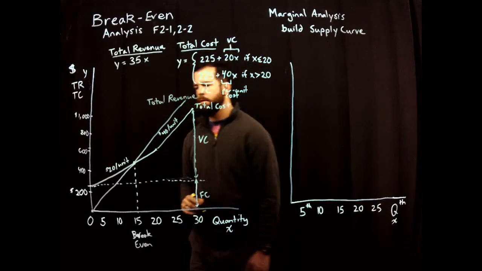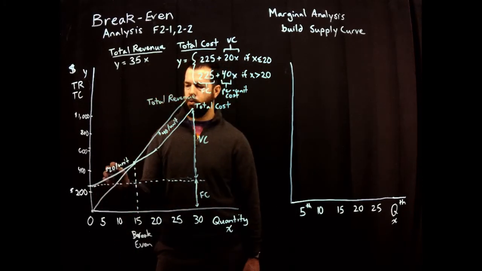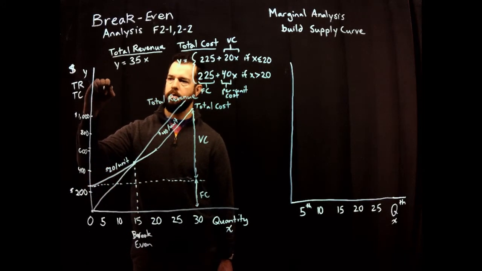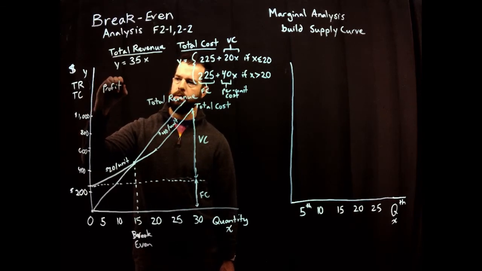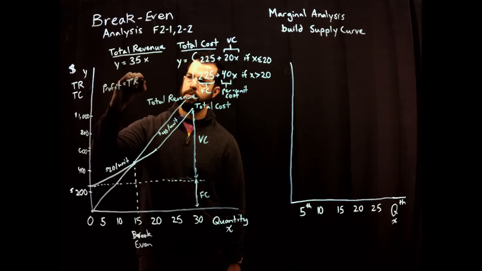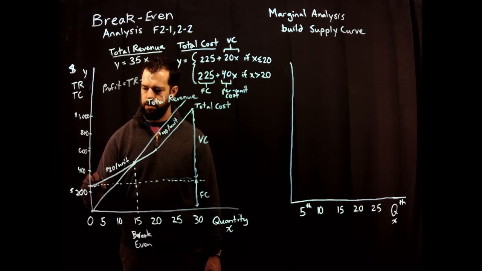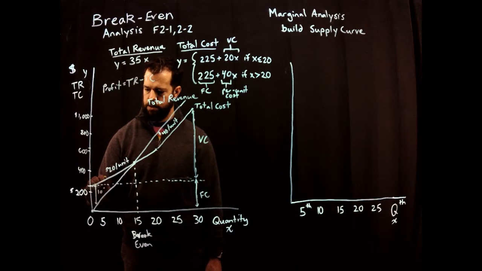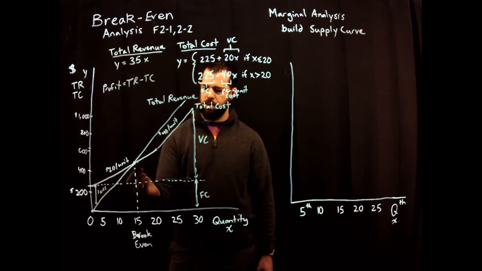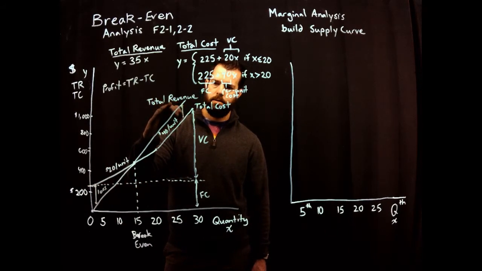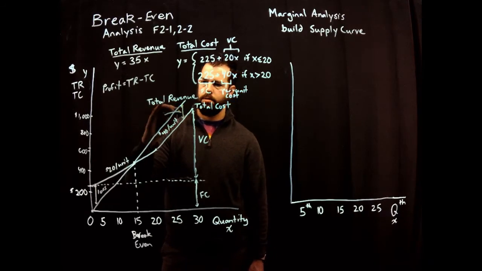Okay. All right, so when total revenue is less than total cost, our profit, which is equal to total revenue minus total cost, is going to be negative, and we're going to call that a loss. So this height right here represents a loss. And as we produce more, we shrink that loss, we break even, and then we start to produce a profit. Okay. So that is your profit.